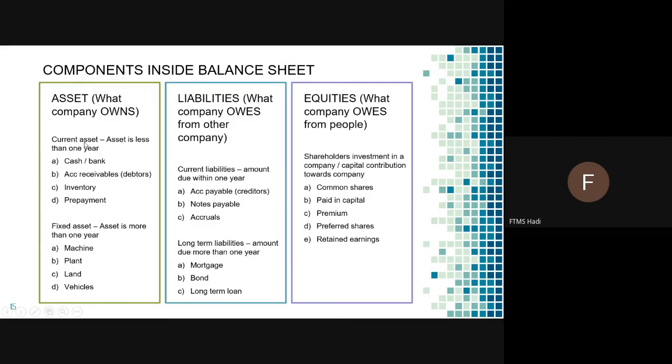Okay, the current asset components, for example, cash and banks. Why are cash and bank under current asset? Because money can be going in and going out every day.